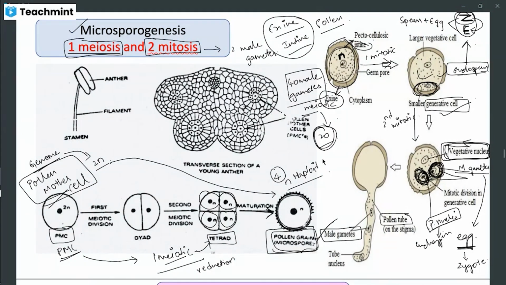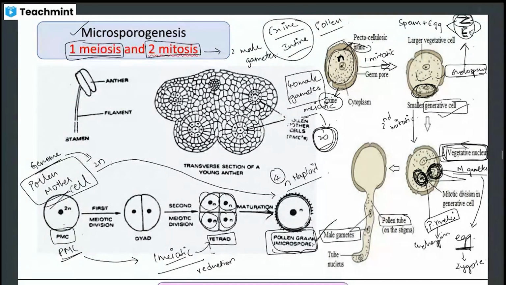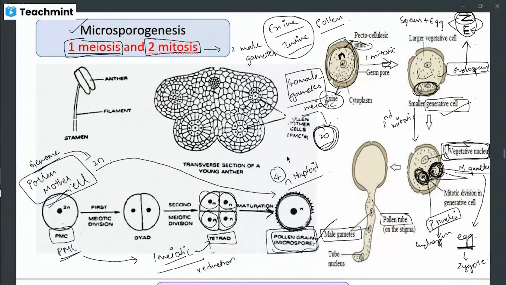Does everyone agree with 20? Okay, Vijaya got 20. So 40 male gametes have been produced by a plant, and the total number of pollen mother cells will be 20, and the total number of meiotic divisions will be 20. So how many pollen grains were formed? Pollen mother cell is 20 and meiotic division is 20. So what about the condition of pollen grains?